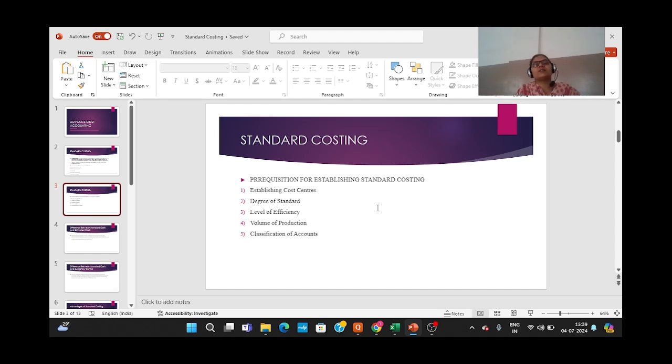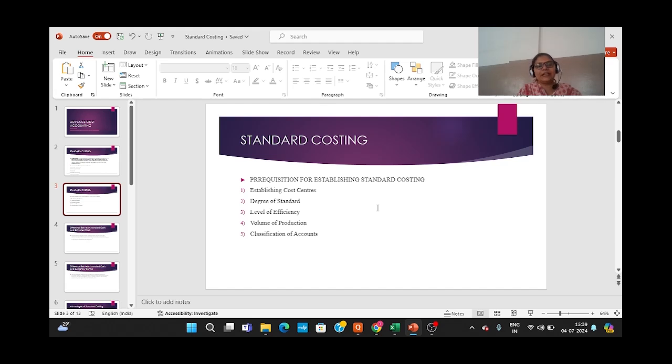So the first task for establishing any standard costing system is that cost centers should be established, whether it's a revenue center or an investment center, because each cost center will have a certain person who heads the responsibility, and that person can be contacted if certain variances are occurring in a standard costing system.